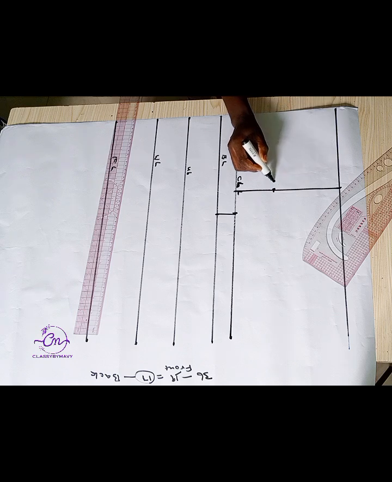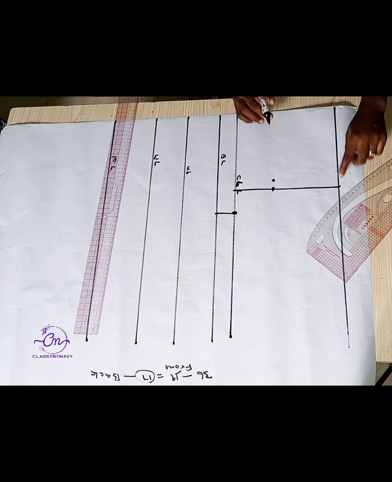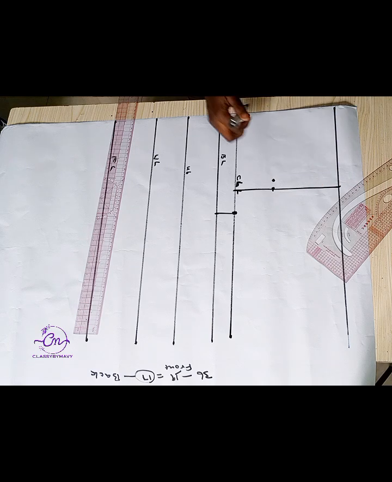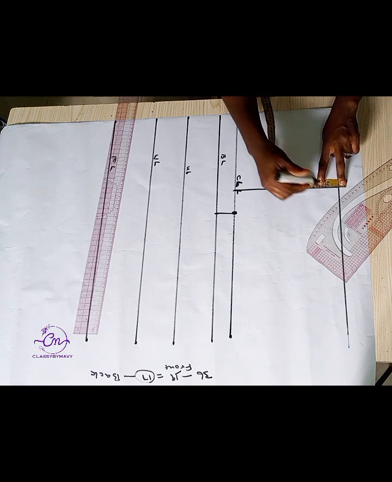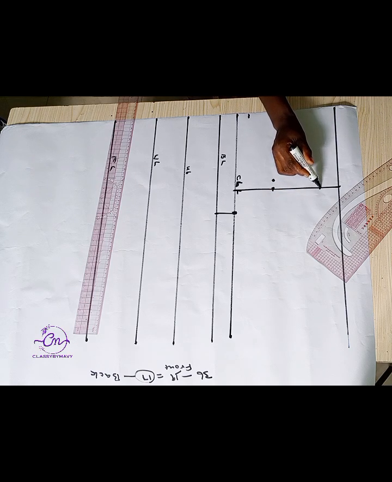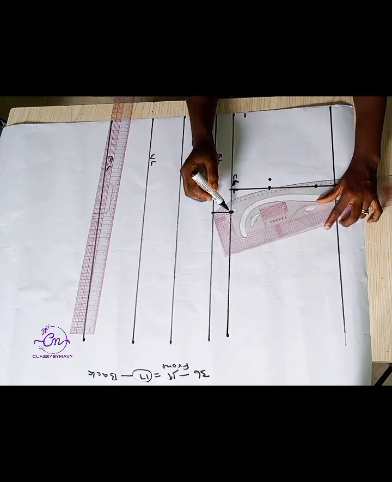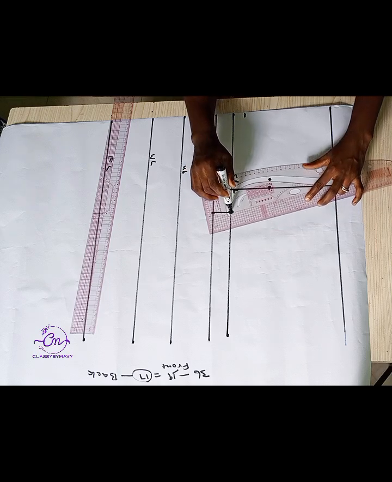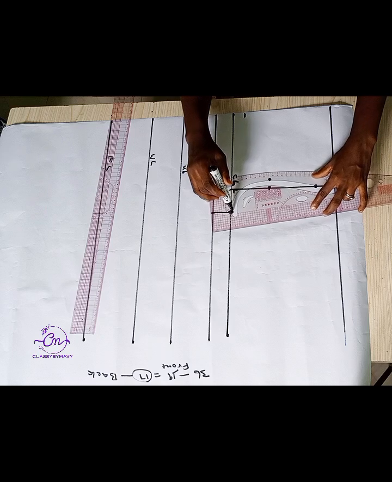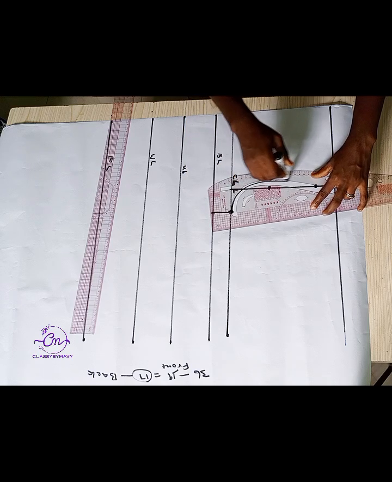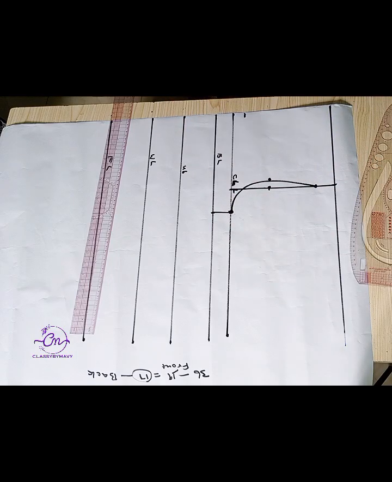So I'll mark it here, and then I'll link from here to here, and then I'll slope the shoulder first before I finally link. So to slope the shoulder, I'll mark 1.5 inches down. This is the front shoulder. I'll slope it to this point. Okay, so I'm linking 1, 2, 3. If you can draft your basic bodice already, this part will be very easy for you, but if you can't, you can still learn. Can you see? So I have linked my armhole curve beautifully.